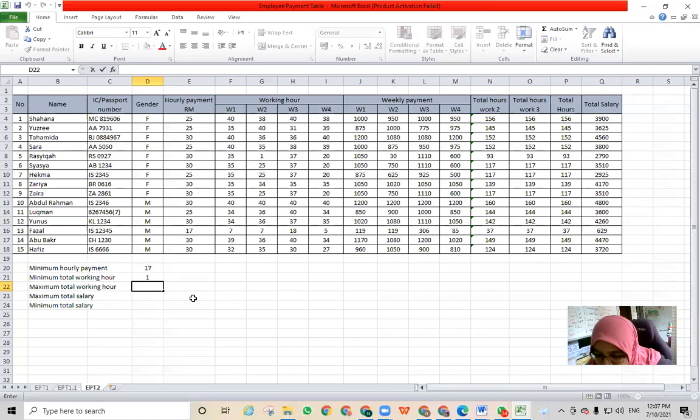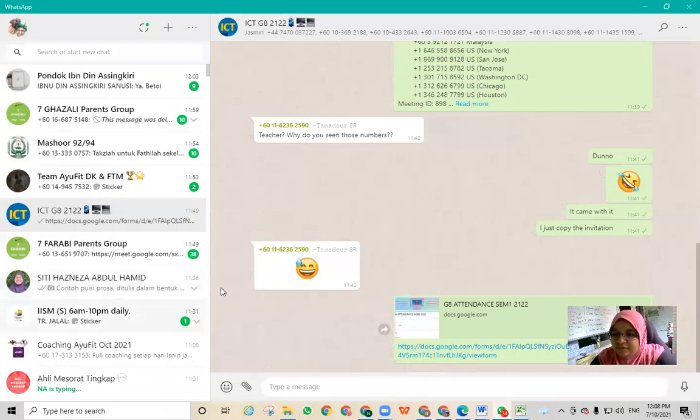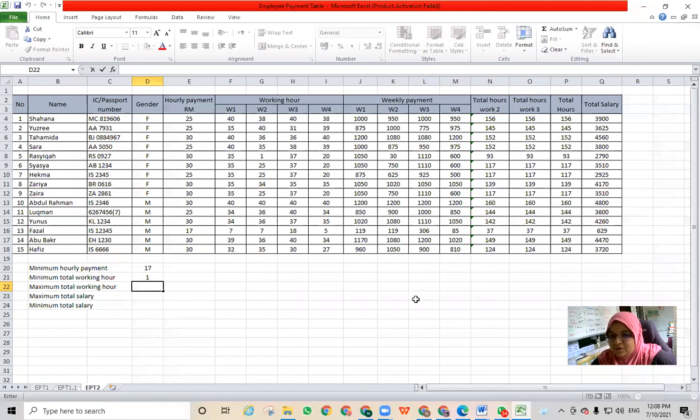Where is total working hours? Can someone tell me? N4 also can. N4 until N15, or O4 until O15. And another one is P4 until P15. So we can choose any one of these.